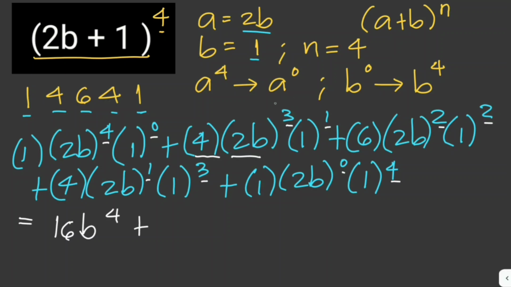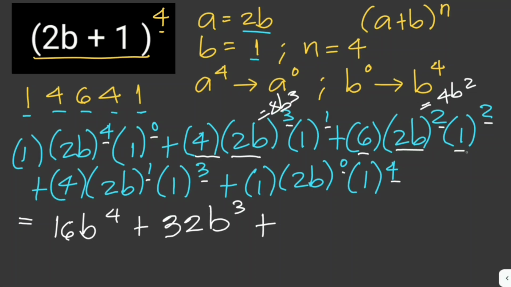(2b) cubed is 8b cubed. And 8 times 4 is 32 times 1. So this is 32b cubed, plus 6 times (2b) squared, and (2b) squared is just equal to 4b squared, and 1 squared is equal to 1. So 6 times 4 is 24 times 1, that is 24, then times b squared. So this would give us 24b squared.